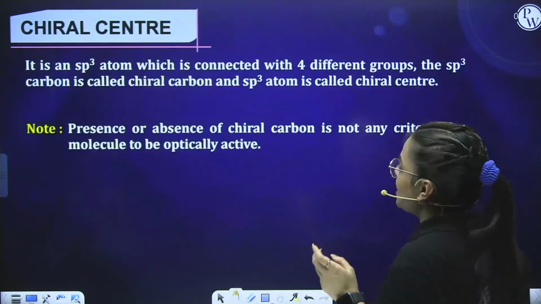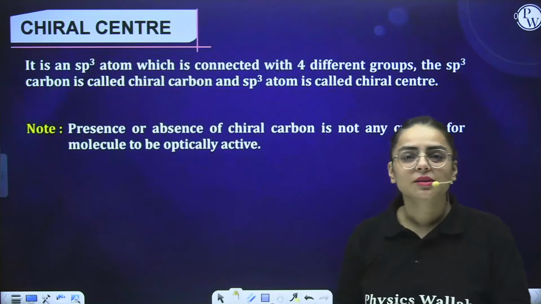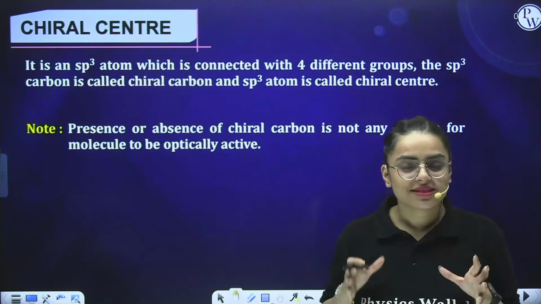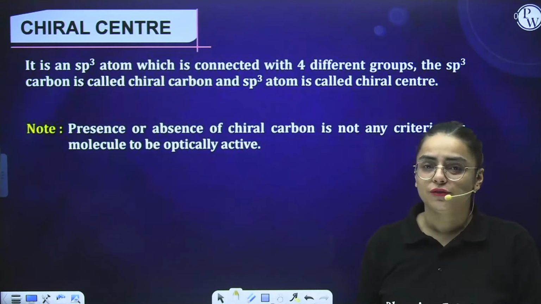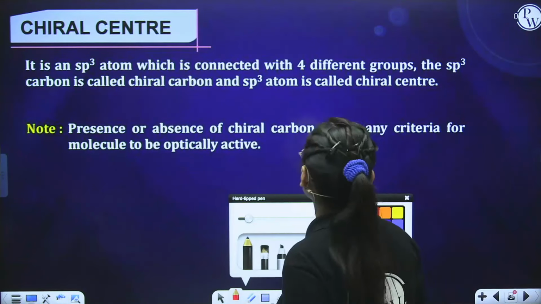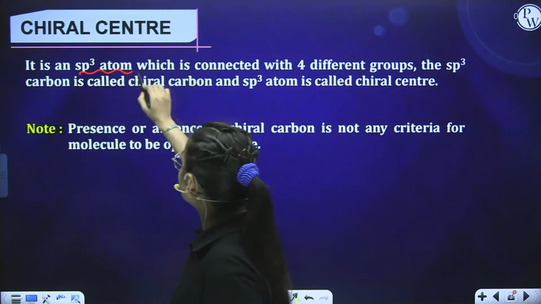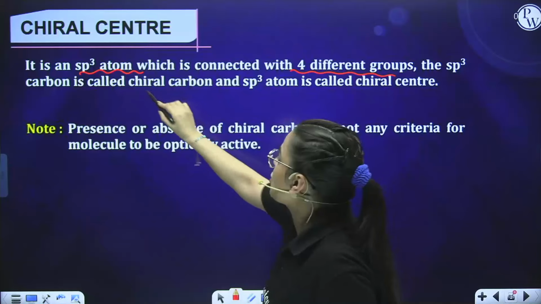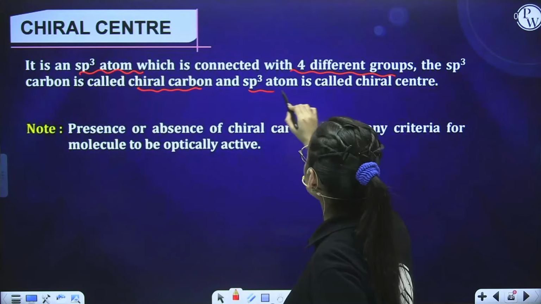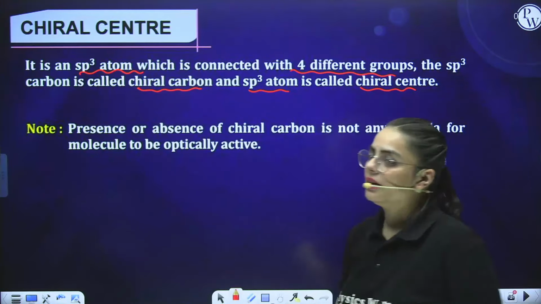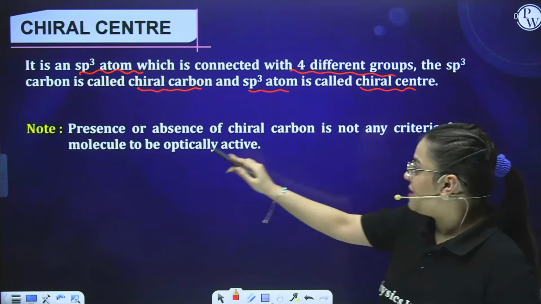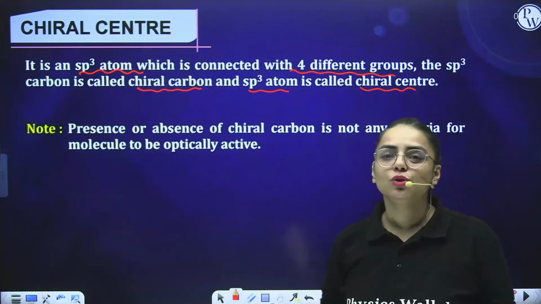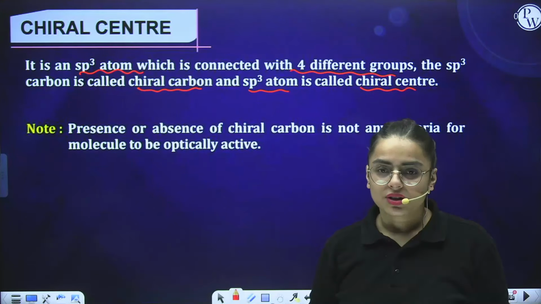First of all, we need to understand what is a chiral center. A chiral center is an atom, an sp3 hybridized atom, which is connected to four different groups. Kindly mention this very clearly. It is an sp3 atom connected with four different groups. The sp3 carbon is called a chiral carbon and the sp3 atom is called a chiral center. Clear? Now you need to note down: presence or absence of a chiral carbon is not a criterion for a molecule to be optically active. This is not a criterion.